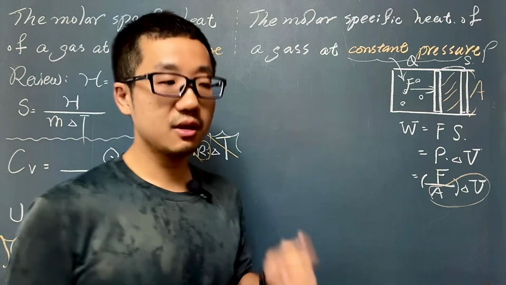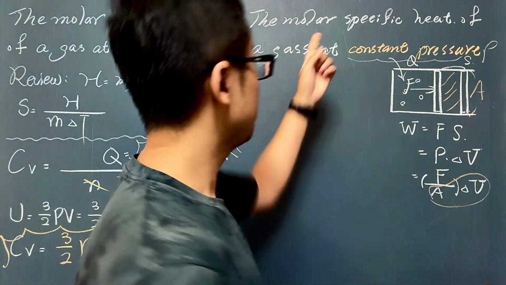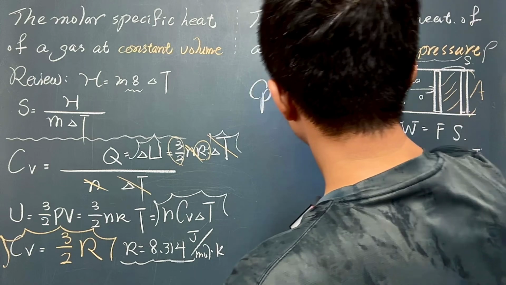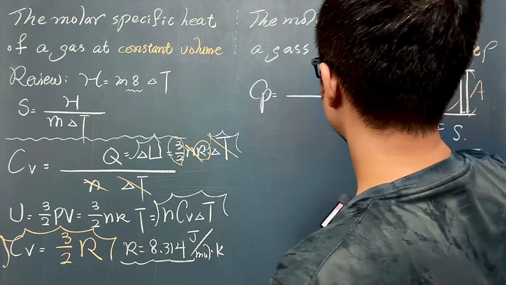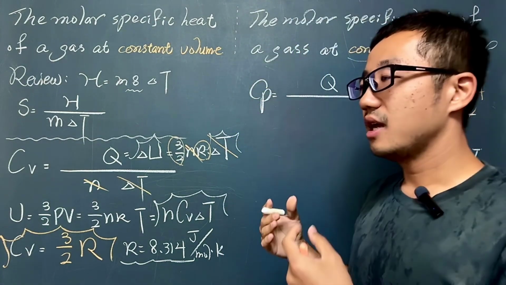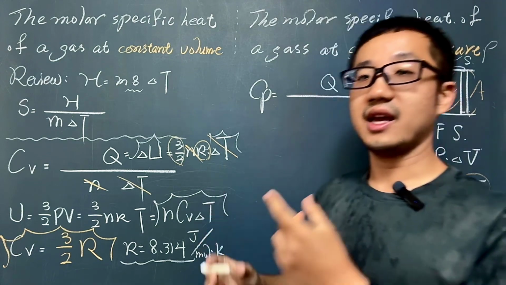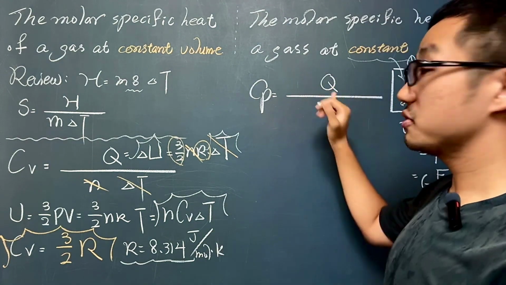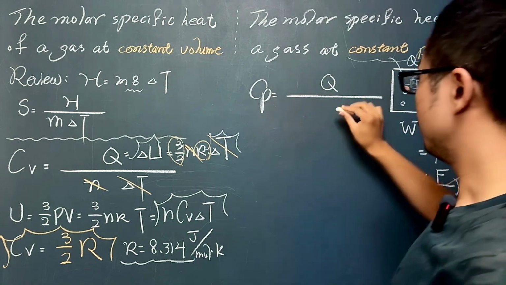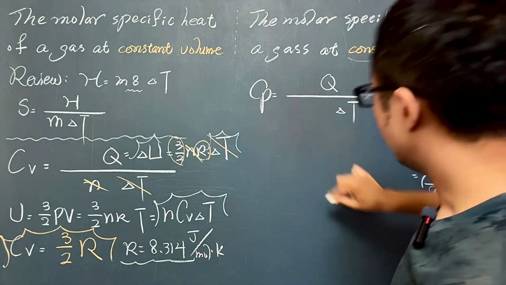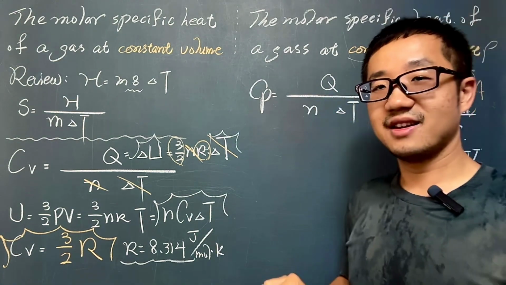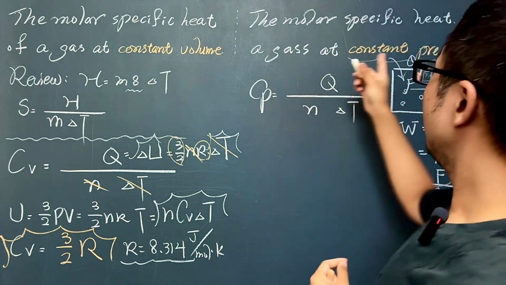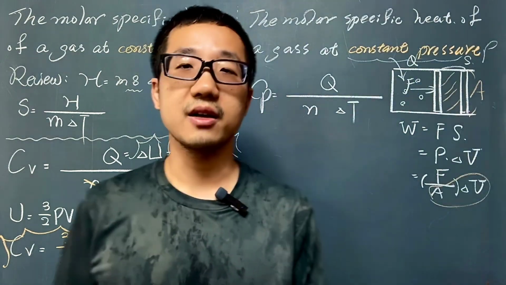All right, let's now go back to the definition of molar specific heat at constant pressure. Let's practice one more time how to express the idea and the definition behind the CP. That means the energy required to raise the temperature of 1 mole of gas by 1 degree Celsius, by 1 Kelvin, at constant pressure.